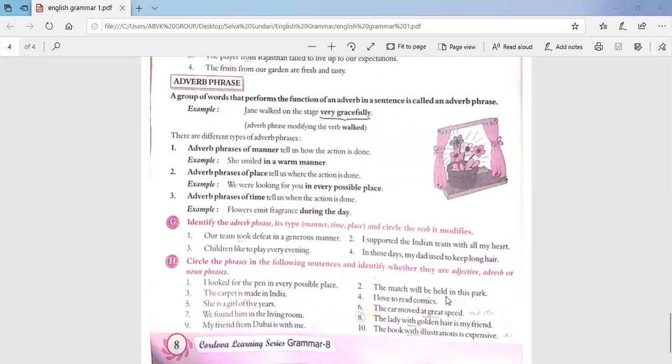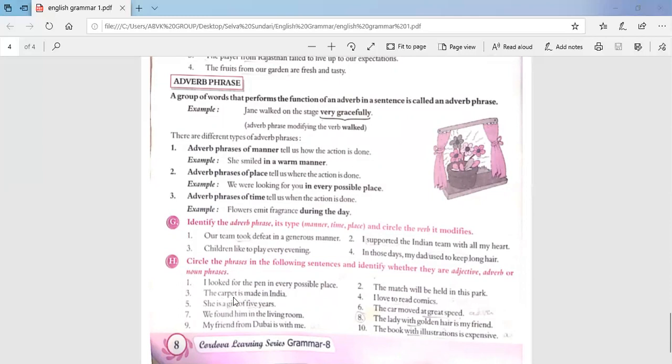Second, the match will be held in this park. So where will the match be held? In this park. So that is also place. Adverbial phrase of place.